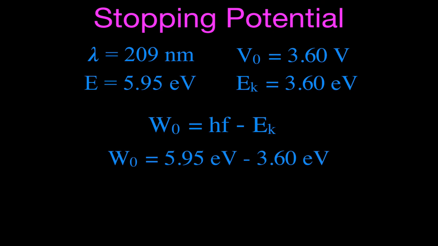The work function is equal to 5.95 electron volts minus 3.60 electron volts, and the work function for sodium is 2.35 electron volts. I looked it up, and I think I saw that it was kind of a range of actually like 2.27 to 2.35 or 2.37. So that's pretty good for that simulation. They're pretty close. That is how we can calculate the work function for sodium using the stopping potential and the photoelectric effect.